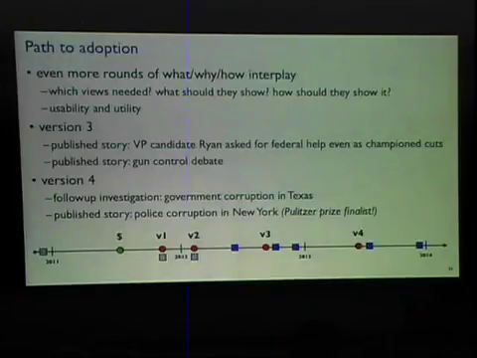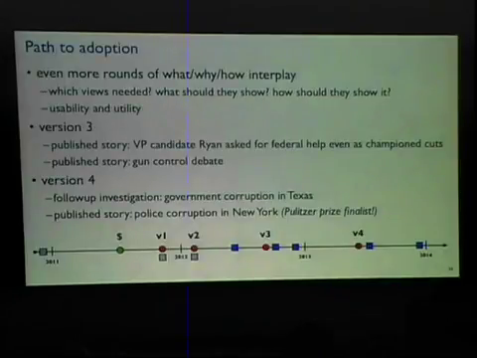It required a few more years of work to actually get to the point of really understanding what the users needed. So this question of which views do they need and what exactly should they show and how precisely, in terms of the idiom design, should they show it, that's a question not just of usability but also deep questions of utility. What do they need to do? And it turned out that along the way, there were actually two more versions. Then people really did start adopting.